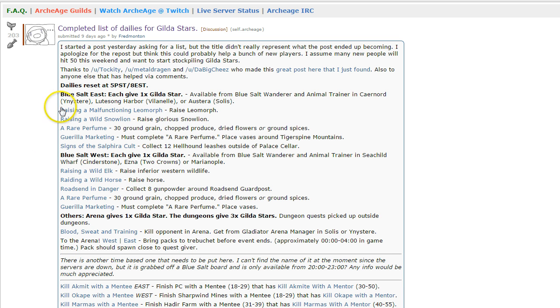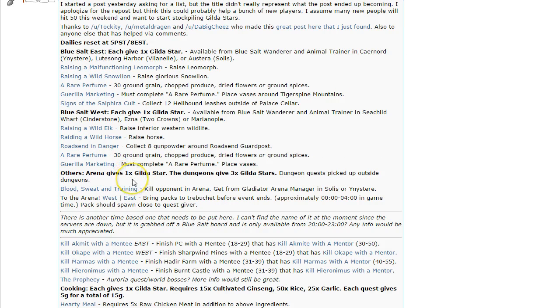So start off with the Blue Salt vendors. Around level 30 is when they start giving you daily quests, and there are 1, 2, 3, 4, 5 daily quests there for each faction. Actually, it looks like there are 6, they are missing one, so there are 6 daily quests for each faction. They each give you 1 Gilda Star, and you can do that each day. Then there is the Arena Gilda Star quest, which I believe you need to be level 50 to do, and it's just kill one opponent in the arena. That's fairly simple. It may take you a couple tries if you are very weak, but you do have to be level 50 to actually go into the arena and get the kill.